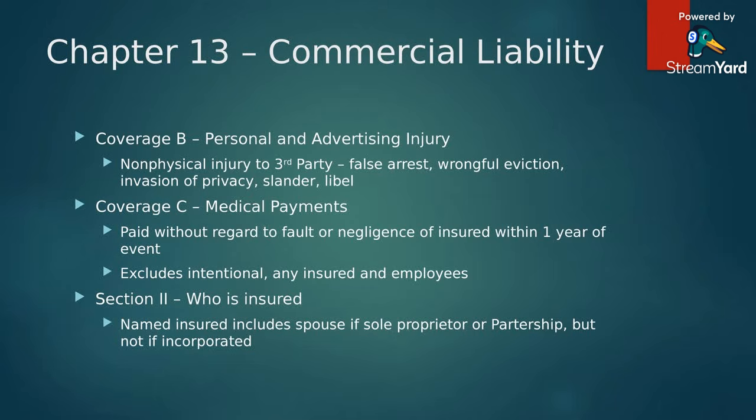Section 2, who is an insured? So this is going to cover the CGL declarations. The individual named insured is for sole proprietors. This will have coverage for their spouse. It also will have coverage for partners and their spouses, but when the entity is incorporated, any kind of corporation, this will include the named insured and executive officers, directors, and stockholders, but only for their duties and liabilities to the company. And in this case, spouses are not going to be included.